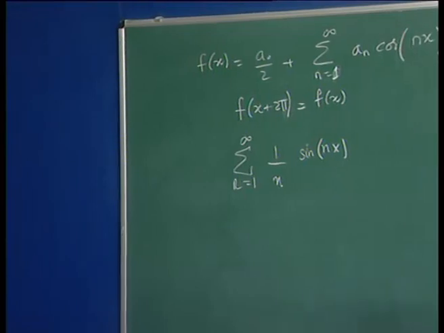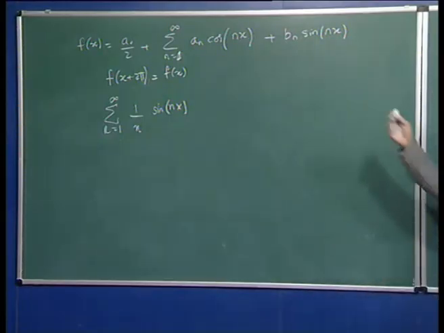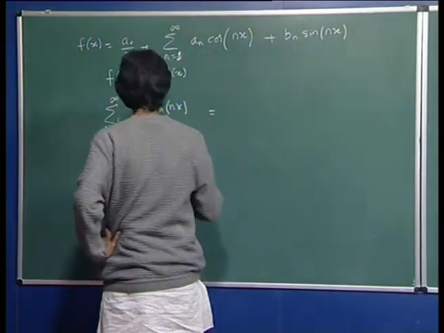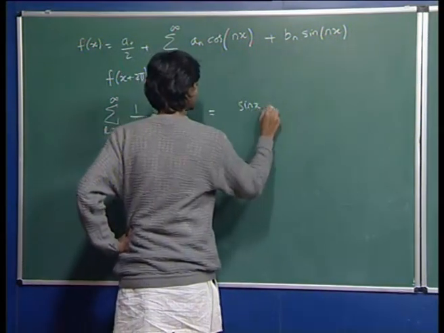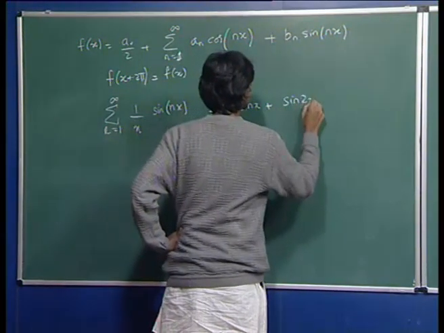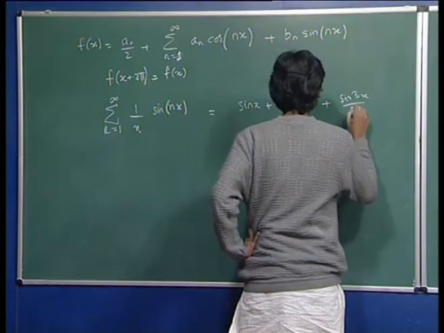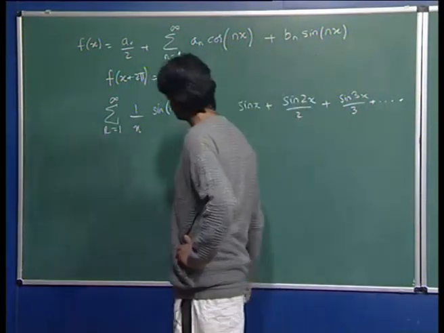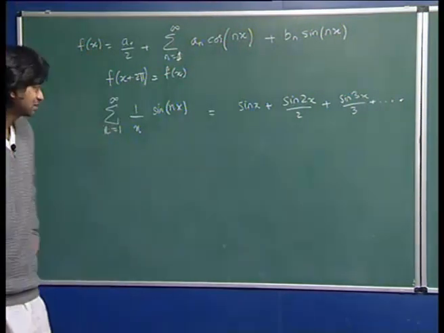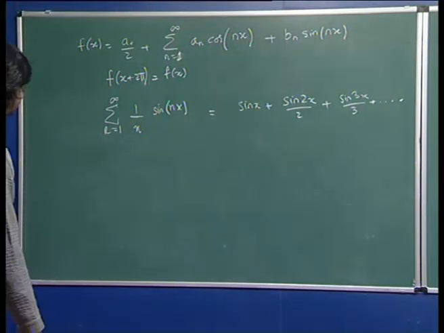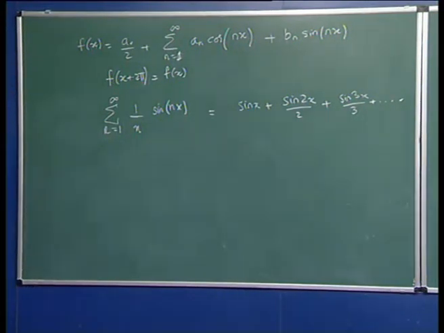So, if somebody asks you what is the value of this series. So, when n equal to 1 this is sin x, when n equal to 2 it is sin 2 x by 2, when n equal to 3 it is sin 3 x by 3 plus so on. And suppose somebody asks you what is the value of this series, then it is not very obvious by looking at the series, but you can do this quite easily when you see the Fourier representation.